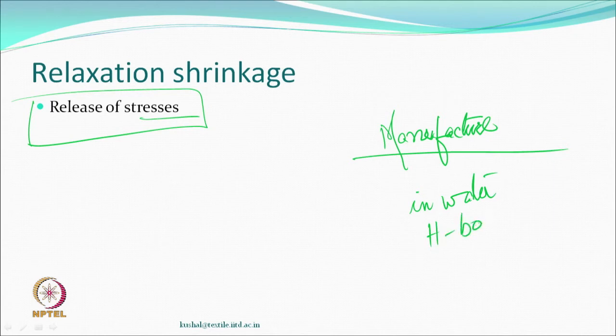Hydrogen bonds can break. So, if intermolecular hydrogen bonds break, the molecules which are obviously under stress would like to relax. That's the relaxation. And this type of shrinkage happens because there were stresses which were stored, and because you gave an opportunity in laundering, where water could penetrate and break those hydrogen bonds, which can obviously form at a later stage in a different position, but molecules can then relax.